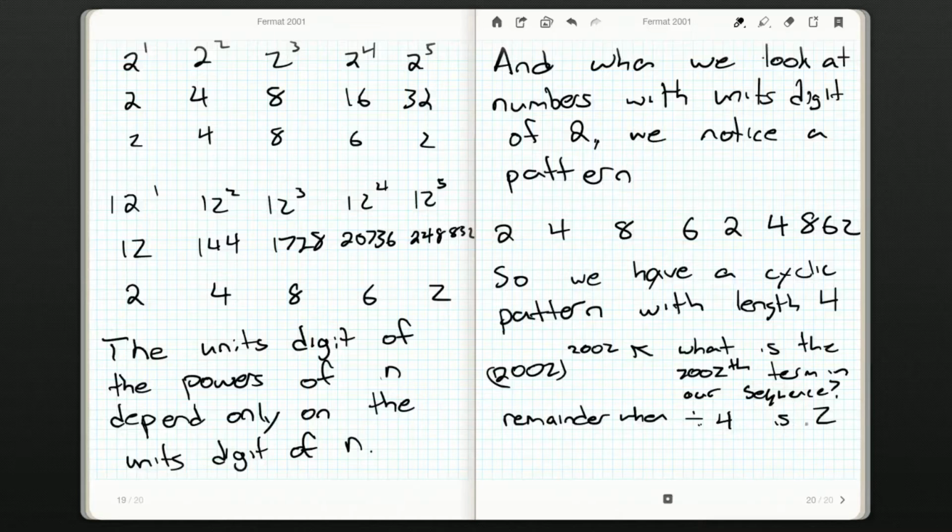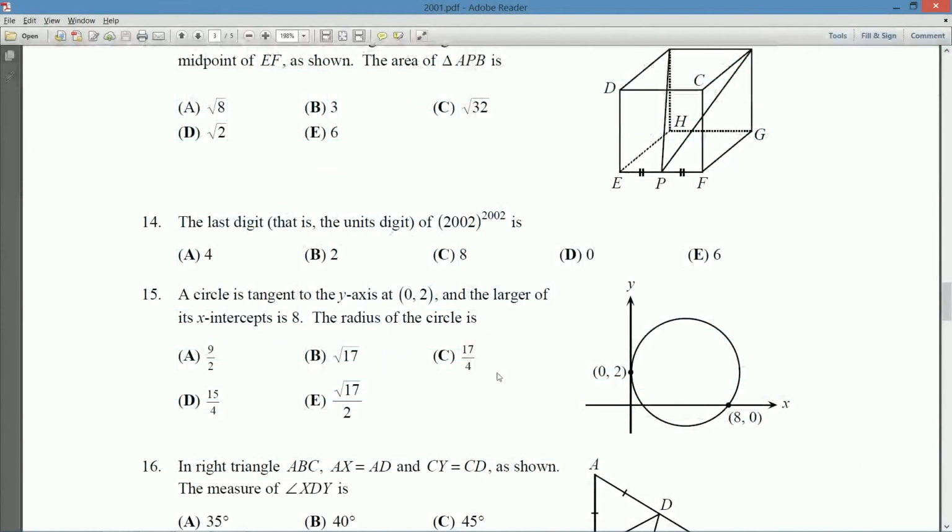So when we divide by 4, we get a remainder of 2. So that means we should be at the second term in our sequence. Notice that we have our first term, second, third, fourth, fifth, sixth, seventh, eighth, ninth. When we divide by 4 and get a remainder of 1, so 1, 5, and 9, we get 2 as our units digit. When we divide by 4 and get a remainder of 3, we have 8 as our units digit. Well, here we divided by 4 and had a remainder of 2. So 4 is our units digit. And that was one of the answers. I believe they only gave us even numbers as possible answers. There we are, and A4.